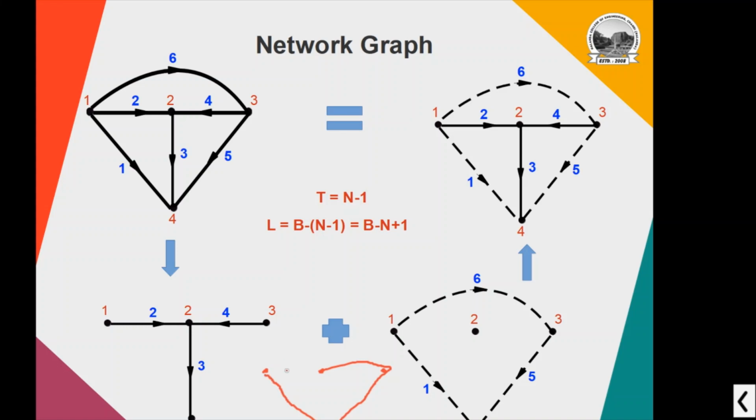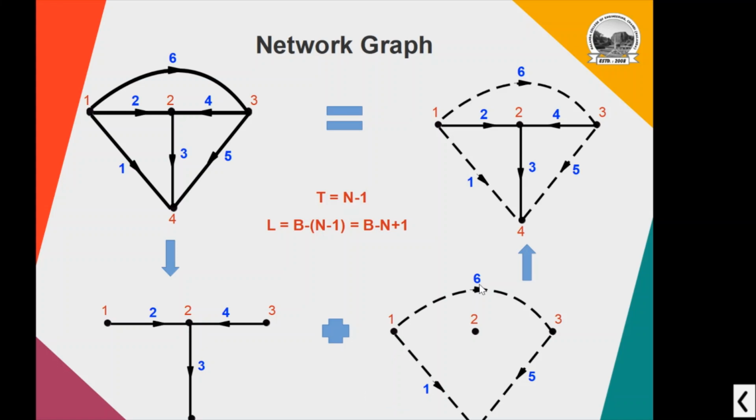So a tree can be connected in any way. One is shown here, another one can be like this also. There is no closed loop, but it is connecting all the nodes. So this is another way of drawing the tree. Next one is the co-tree. It is nothing but the branches which are not included in the tree. That we will call a co-tree.